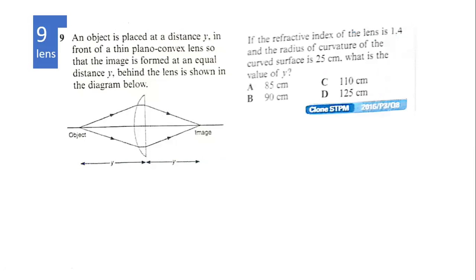Okay, how about this one? An object is placed at a distance y in front of a thin convex lens so that the image is formed at an equal distance y behind the lens as shown in the diagram below. If the refractive index of the lens is 1.4 and the radius of curvature of the curved surface is 25 cm, what is the value of y? Okay, what's your answer?